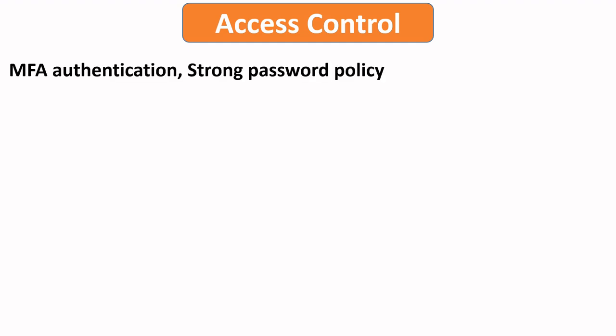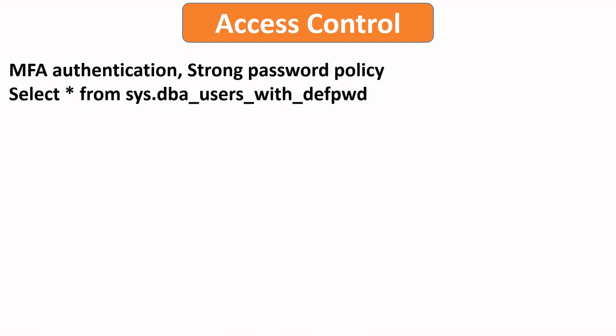Point number 7, access control. Make sure privileged users are subject to multi-factor authentication and a strong password policy for all the users. Ensure password of default accounts are changed. The following command will display all users with default passwords. Ensure the following parameters are set for the password policy.